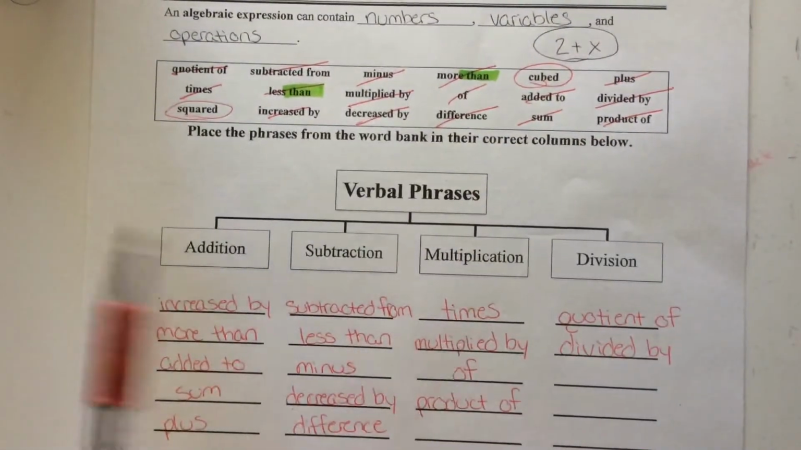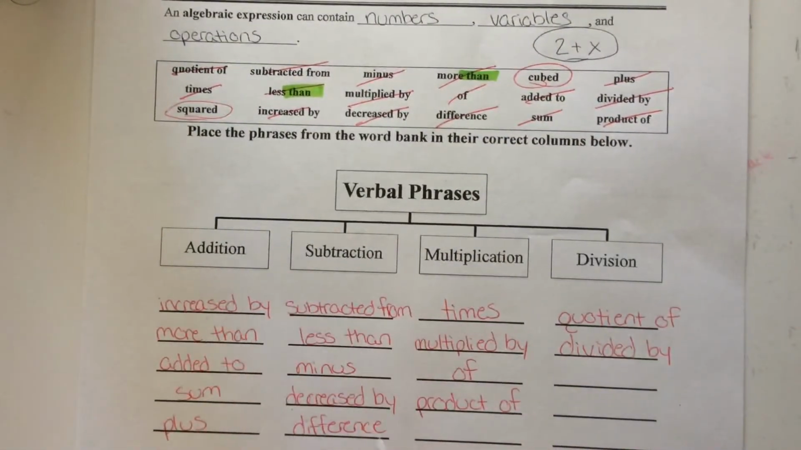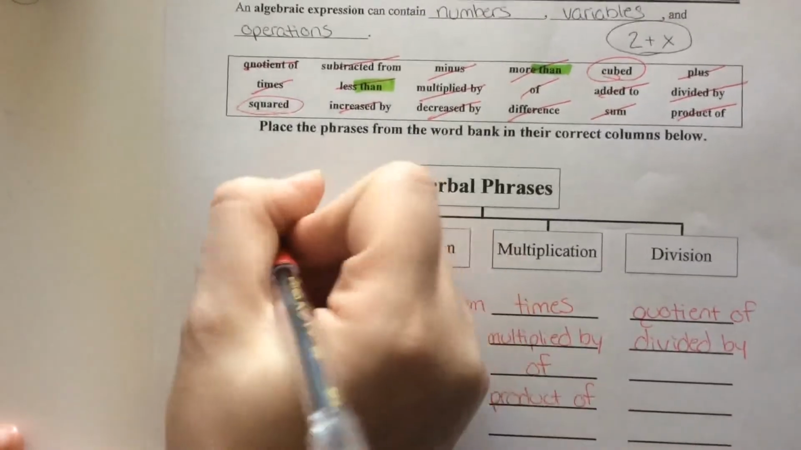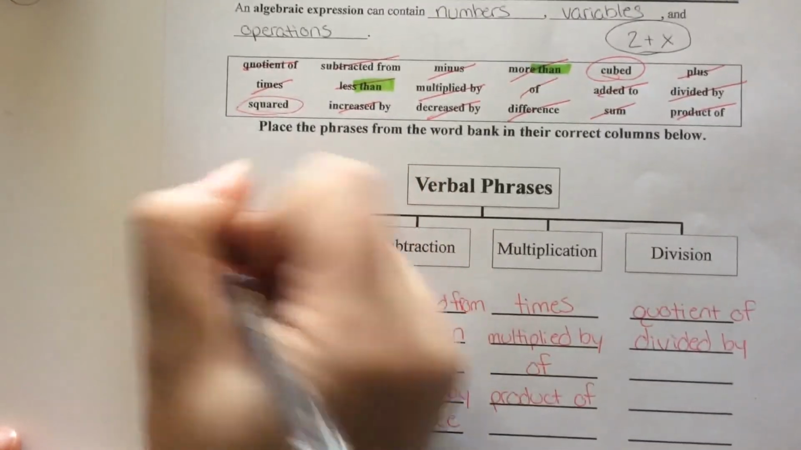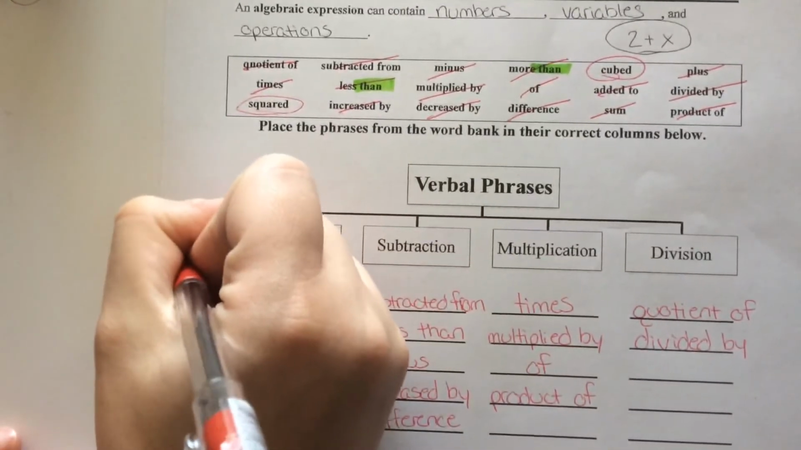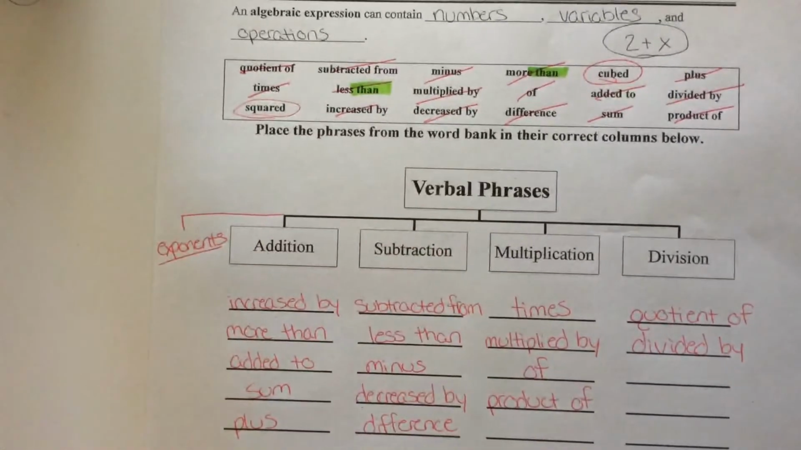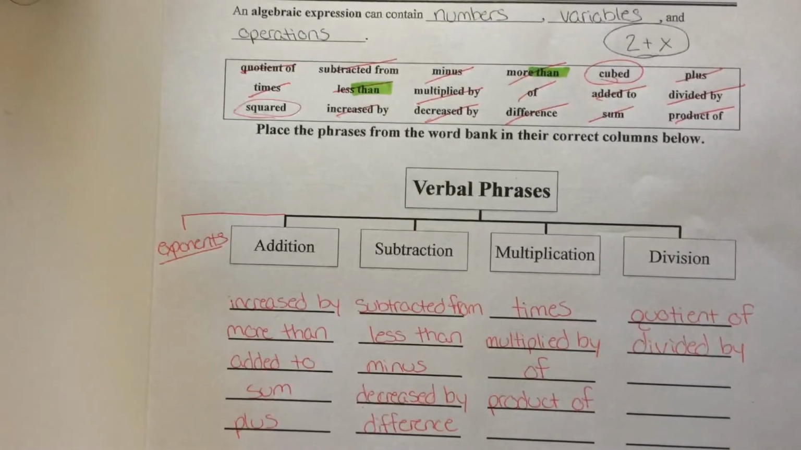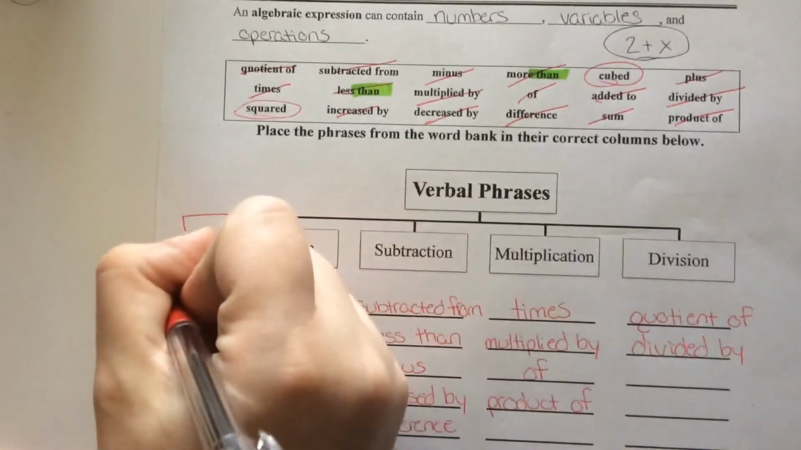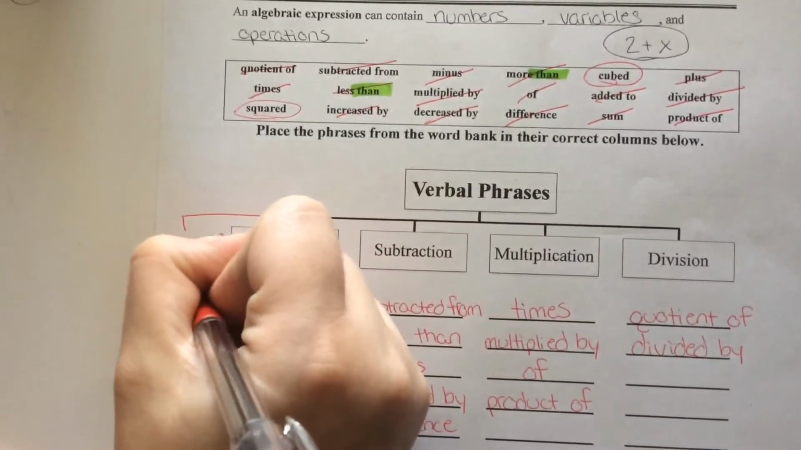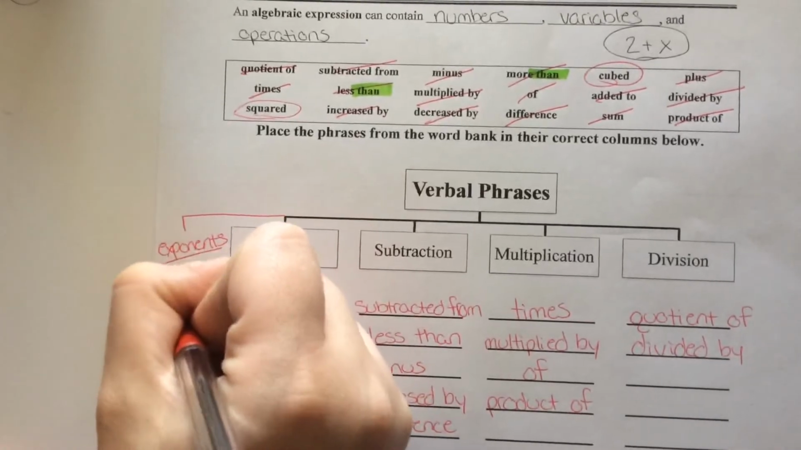Neither of those two fit in any one of these categories. So I'm going to make our own category off to the side here, and I'm going to call it exponents. Think about your order of operations, your PEMDAS. The E in PEMDAS stands for exponents. So exponents is one of our operations. Now that's going to go with squared and cubed.